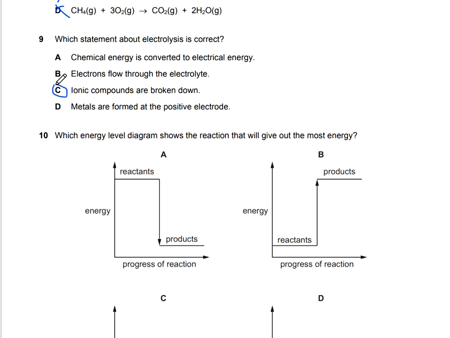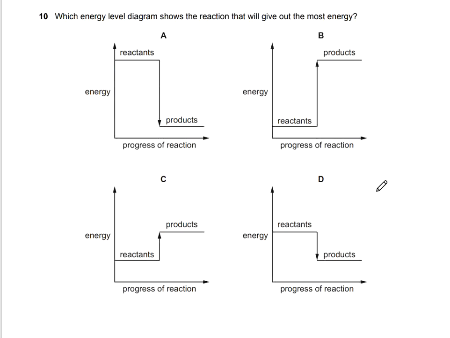So metals are formed at the positive electrode. That is also not the correct answer. Next, which energy level diagram shows the reaction that will give out the most energy? So we're talking about the most energy that will be given out.